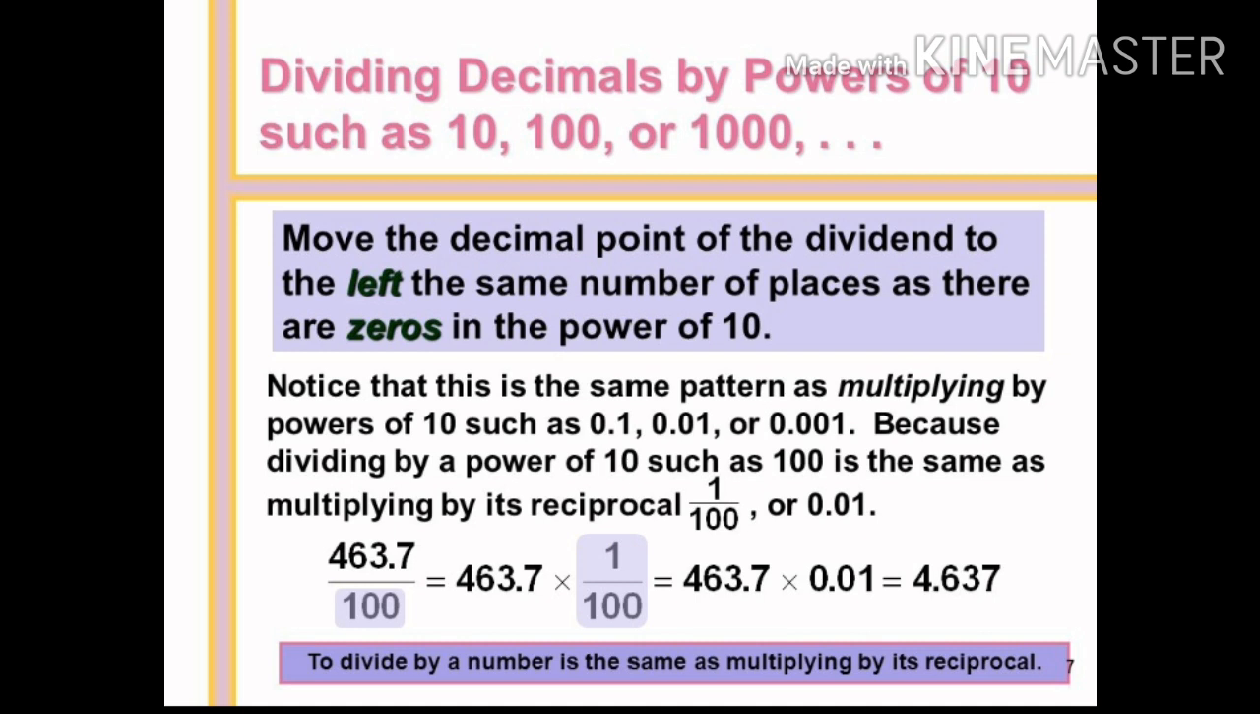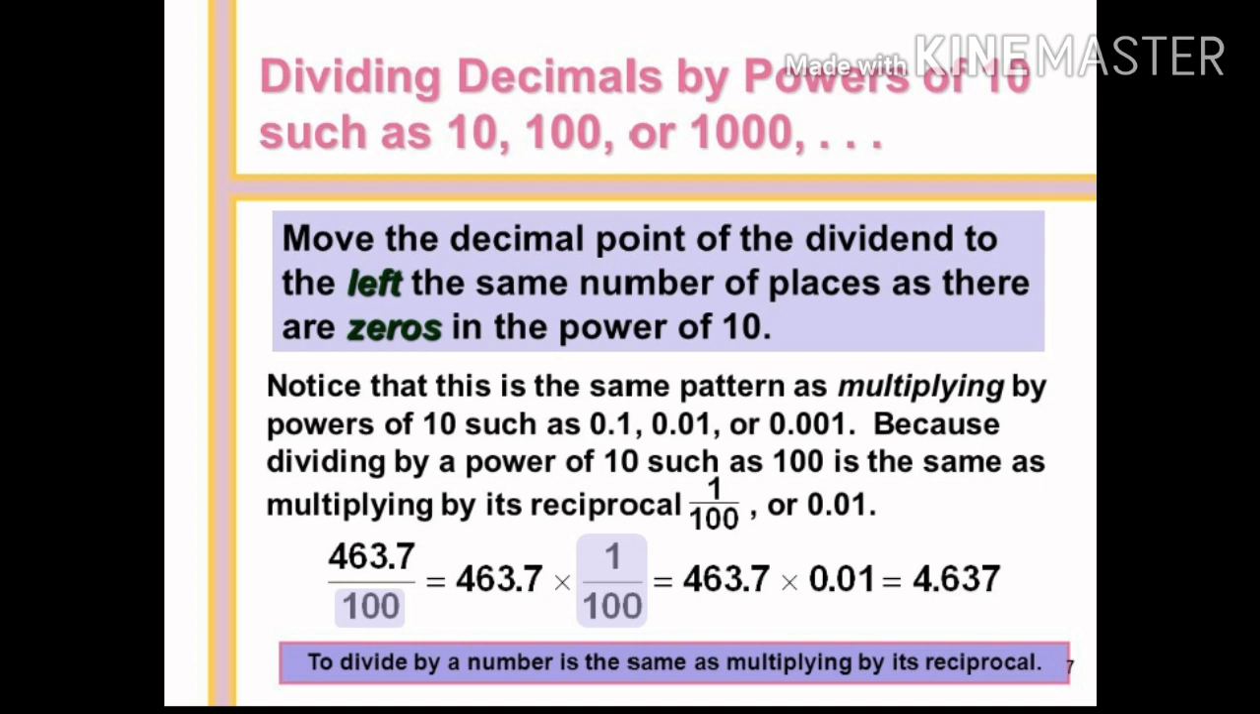Let's have a look. Move the decimal point of the dividend to the left the same number of places as there are zeros in the power of 10. You remember it is the same pattern as multiplying by 0.1, 0.01 or 0.001, because dividing by a power of 10 such as 100 is the same as multiplying by its reciprocal. Remember, its reciprocal, that is 1 by 100, can be written as 0.01.